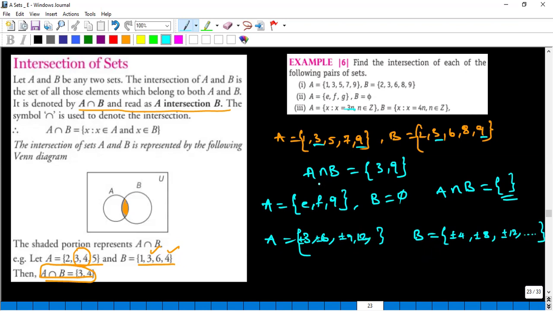See, we are able to observe one common element which is plus or minus 12. Then what is A intersection B? Plus or minus 12. Next, what is the next number? It will be the multiple of 12. Plus or minus 24, and so on. Hope everyone understood how to find out intersection.